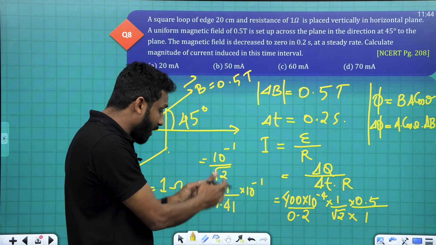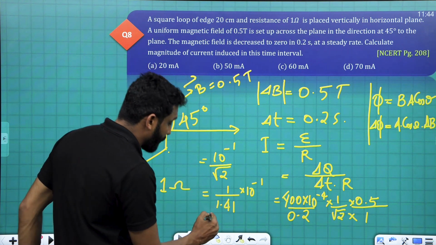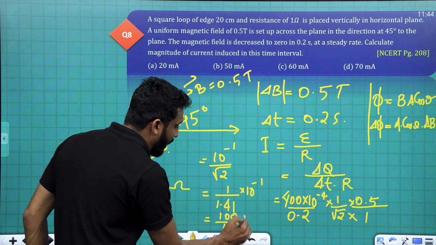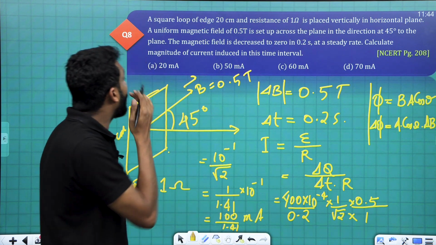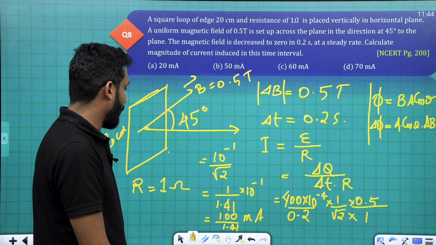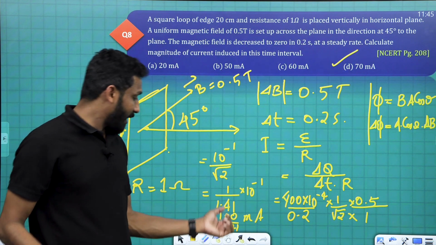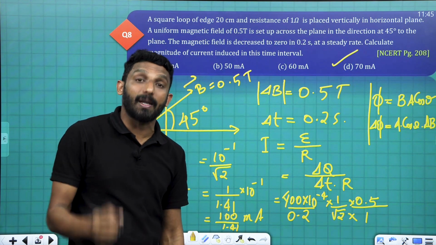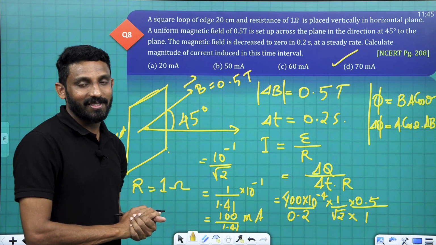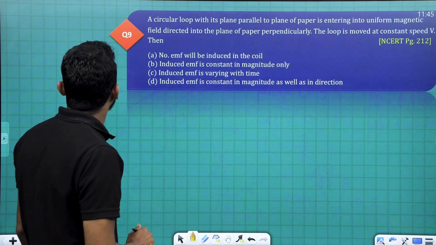Okay, then this is 100 by 1.41. 100 divided by 1.41 milliampere. Okay. So the answer is 70 milliampere. Isn't it? 100 divided by 1.41 milliampere, approximately 70 milliampere is the answer of the question. Understood? Clearly? Okay. Good. The next one.